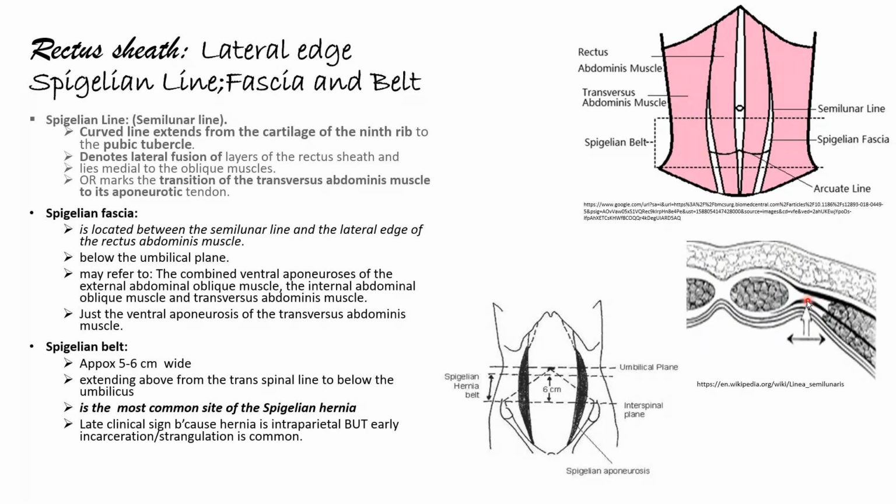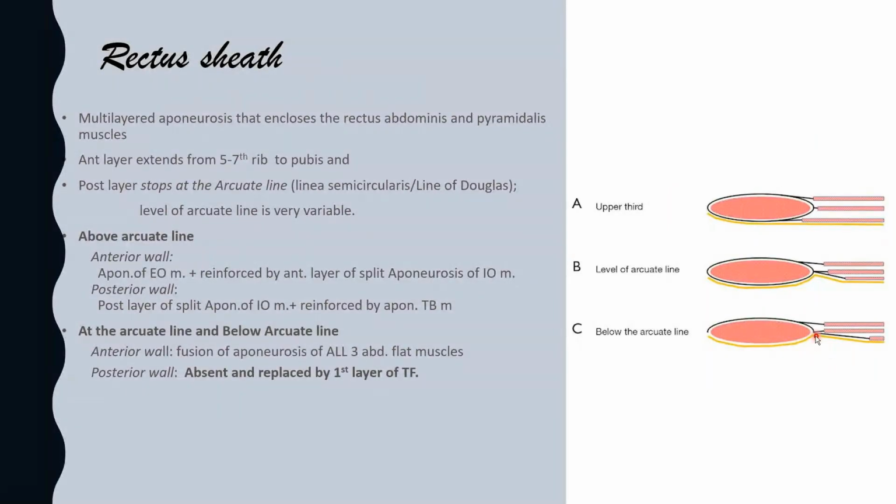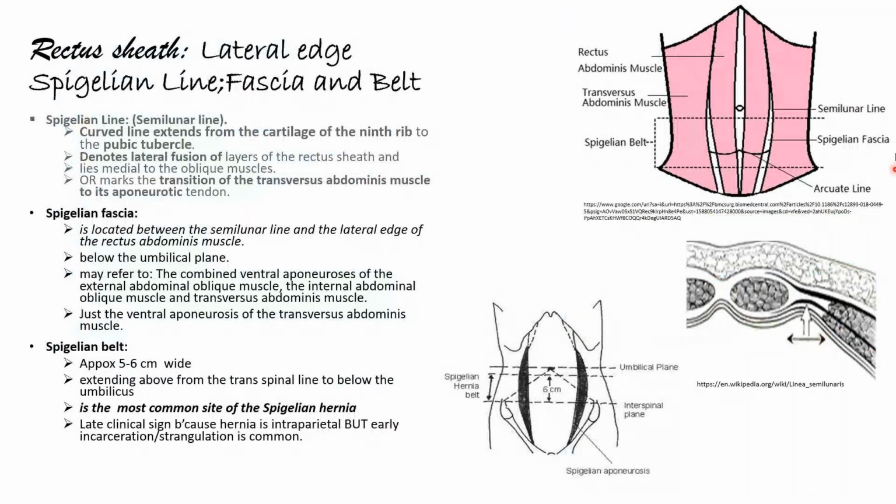It can also be said that it denotes what? It denotes the transition of the transverse abdominis muscle towards the aponeurotic tendon. If you look here, see, aponeurotic tendon. So this was here. As it goes down, this becomes the area of the semilunar line. That's the semilunar line for you, right? So it is the medial edge of the external oblique and the internal oblique, or it could be the transition of the transverse muscle towards the aponeurotic tendon.